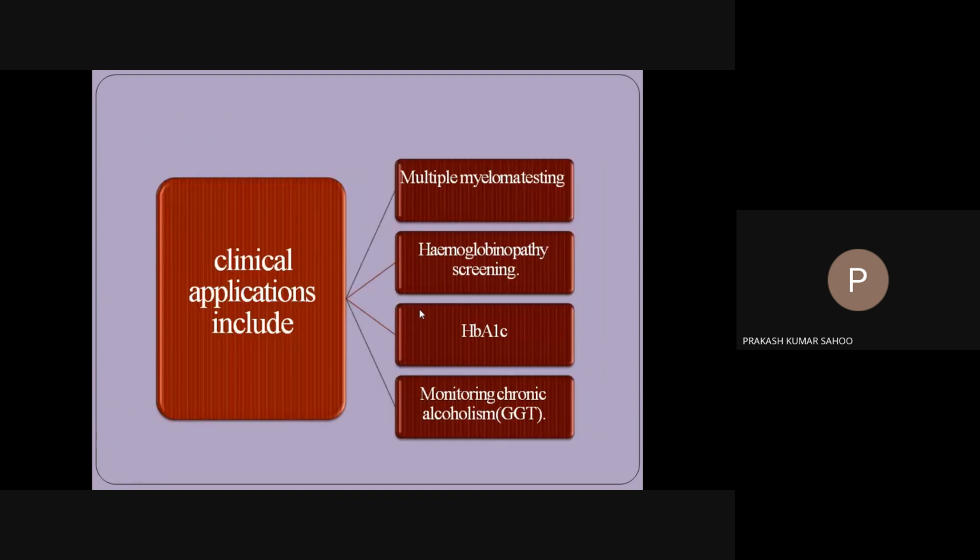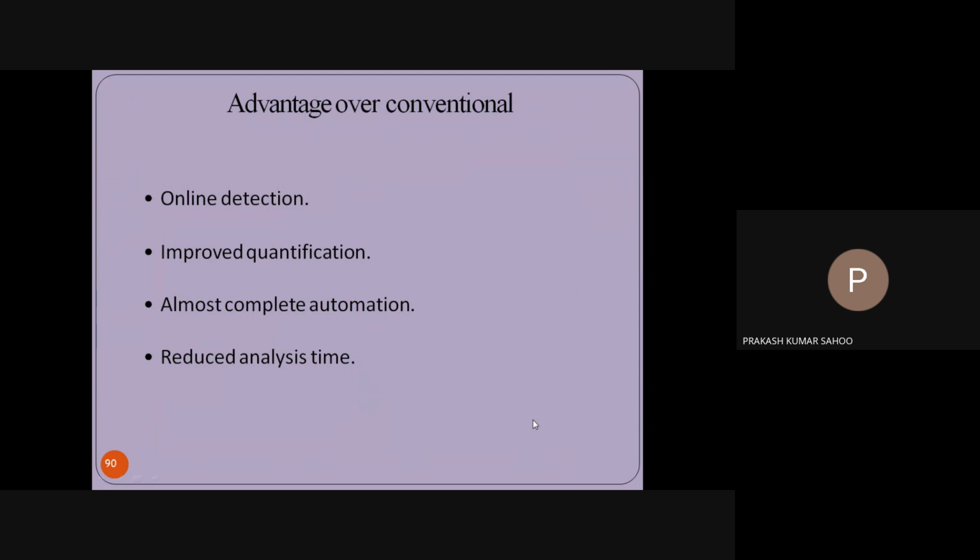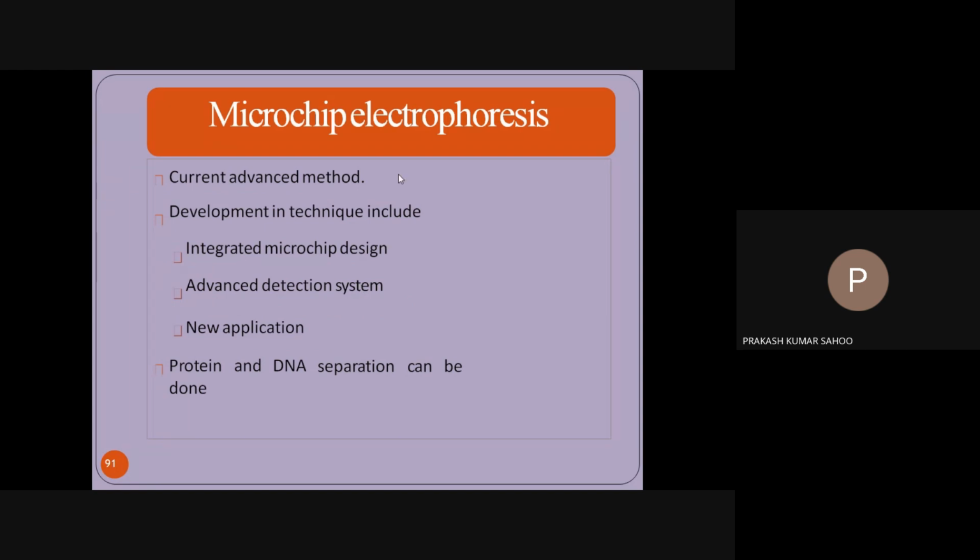Just keep these things in mind. Clinical applications: this is multiple myeloma testing, this is globinopathy screening, this is again a medical term, this is HbA1c, and monitoring chronic alcoholism, or in short GGT. Advantages over conventional methods: online detection, improved quantification, almost complete automation, and reduced analysis time.